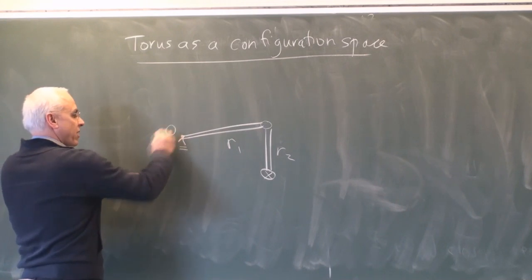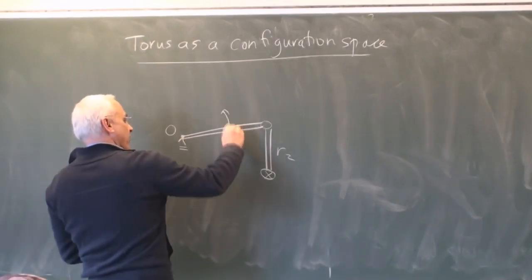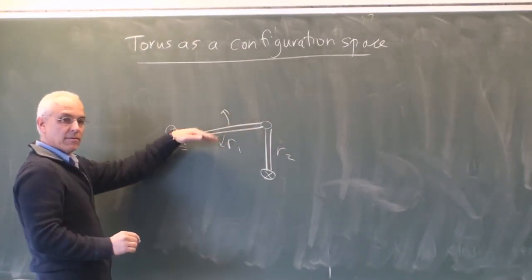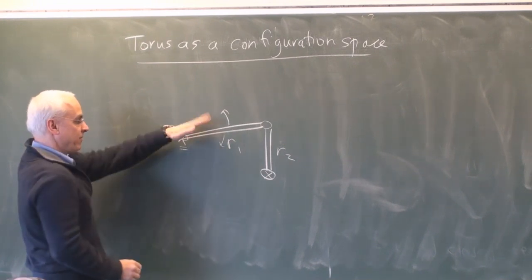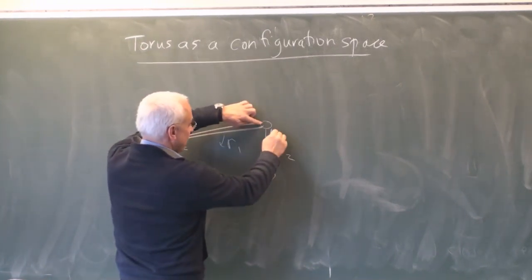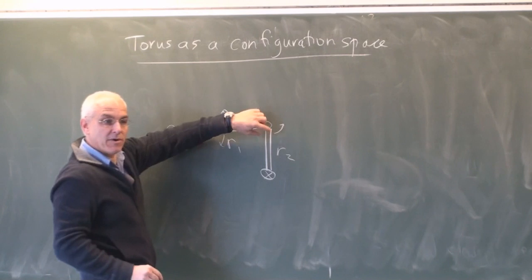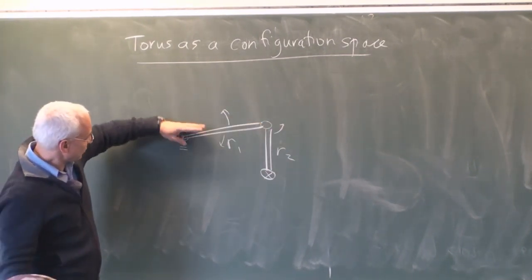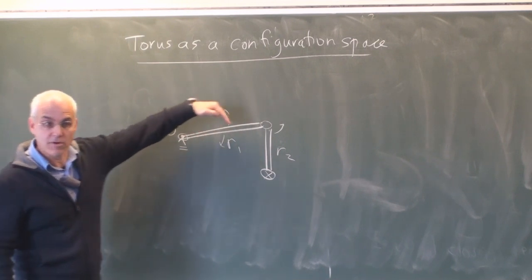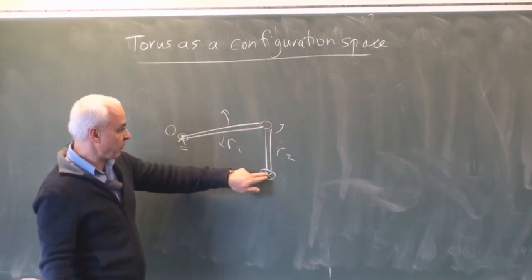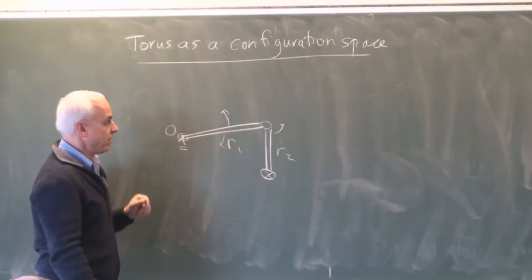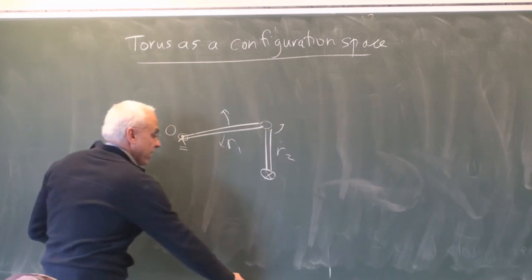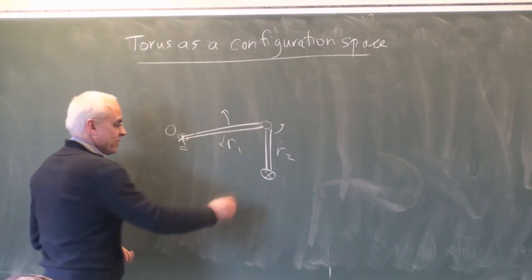So this is fixed here. That's like your origin, and this arm is free to swing around this pivot point, and this arm here is also allowed to swing freely around this point. And now clearly if you had some mechanism to control these two motions, you could make this point here go anywhere in, well, in this case probably an annular region, right?